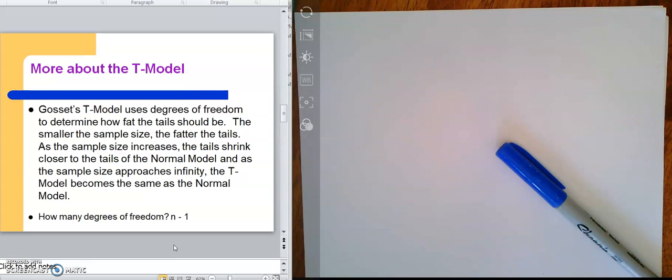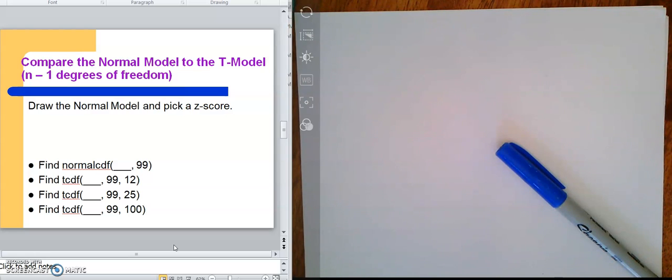So if you read through this, it says he uses degrees of freedom to determine how fat your tail should be. So the normal model is a specific curve. The T model can fluctuate based on your degrees of freedom. And so it says as the sample size increases, the tails shrink and get closer to the normal model. That just means the larger your sample size, the closer you are to the normal model. That is a good thing. When trying to figure out how many degrees of freedom, we do n-1. Basically, it just shows that the larger your sample size gets, the closer you get to the normal model.